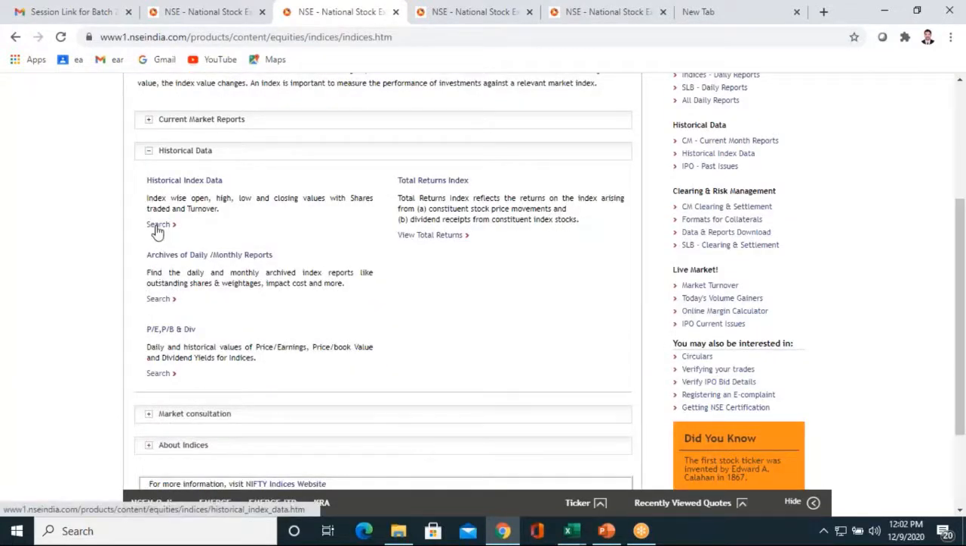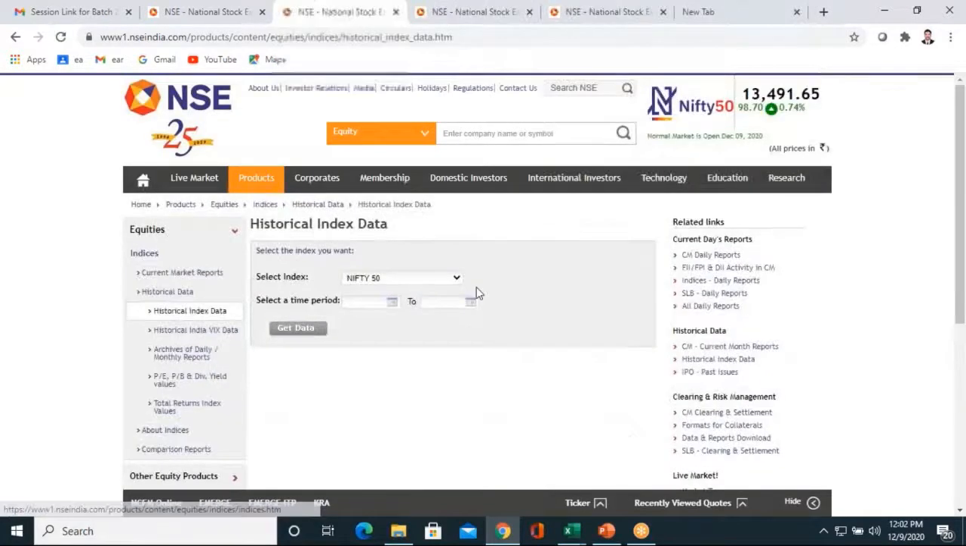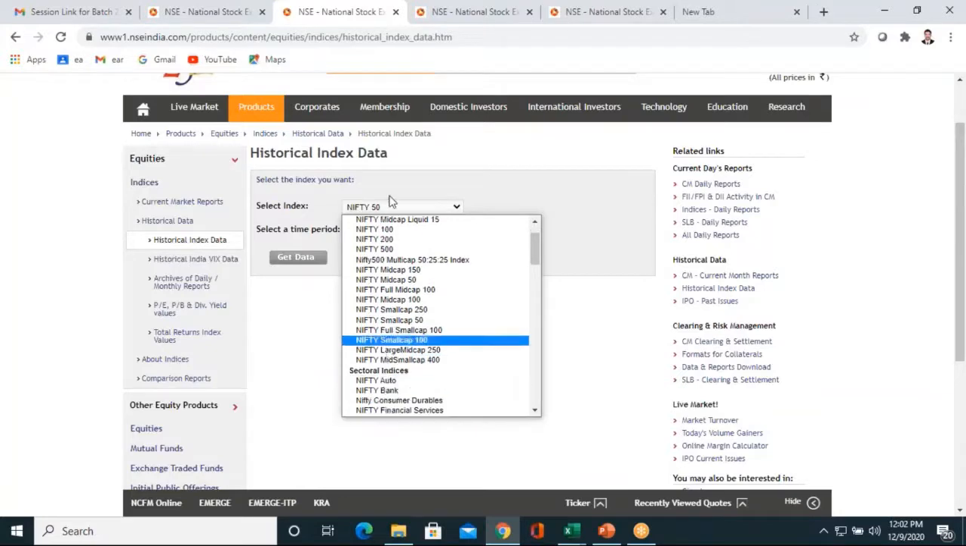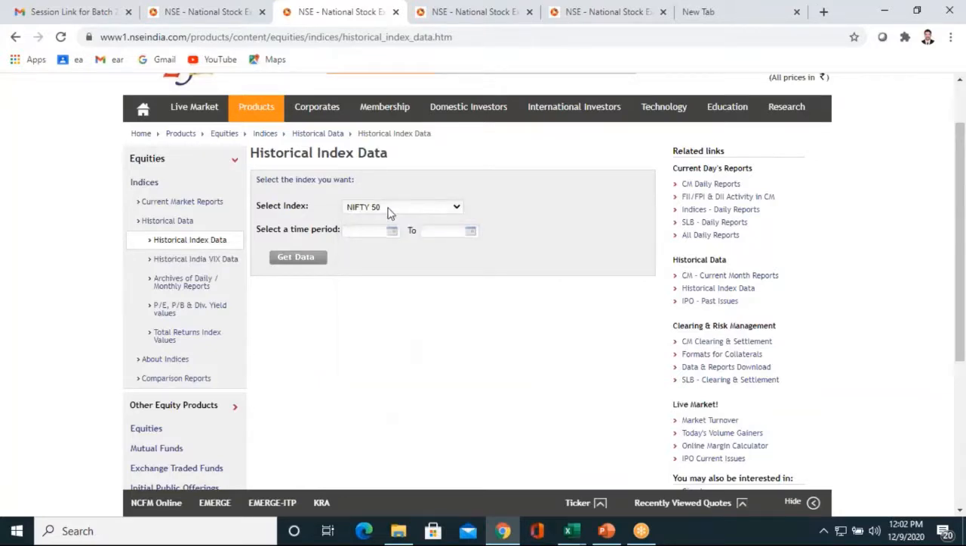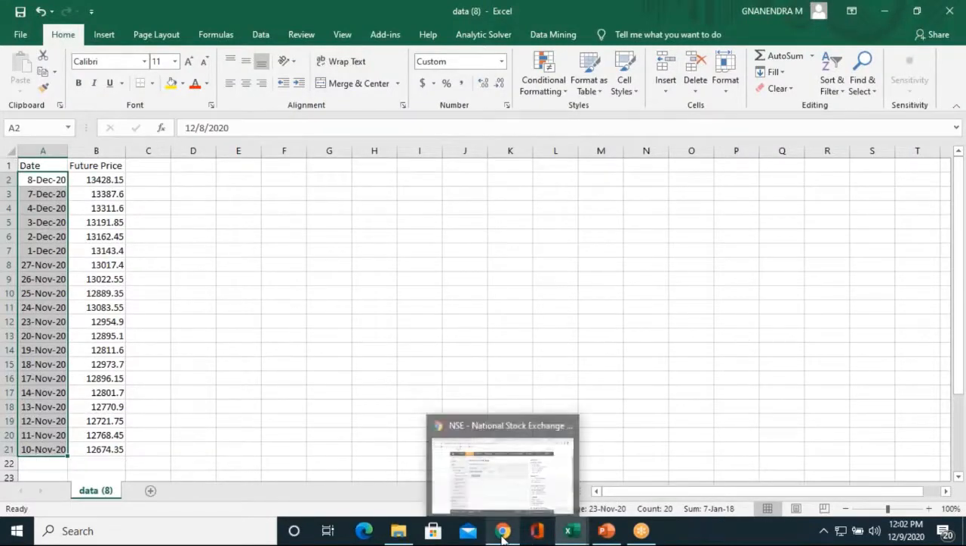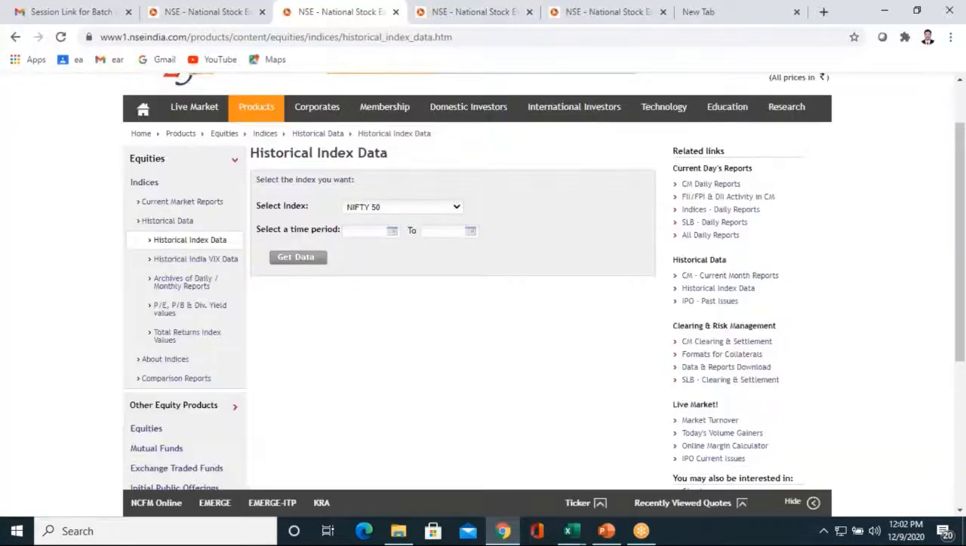Then for the first one, historical index data. Here Nifty 50 is selected. You can select anything that you want to, but here I've assumed Nifty 50. The days you have to give are from 10th November to 8th December.